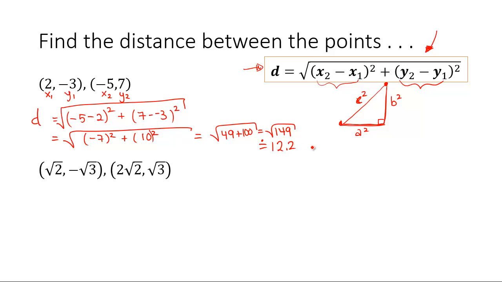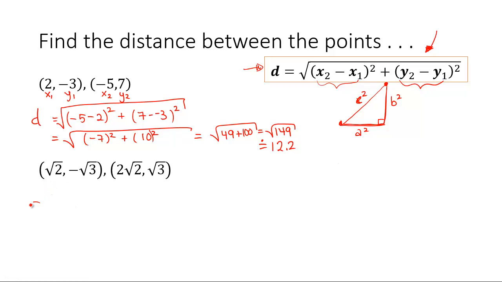Now that's if they want a decimal approximation. If they want a simplified exact format, then you would simplify 149. So you'd have to know what it divides by. And in this case, I don't think it simplifies by anything clearly obvious, so you can leave it at that.